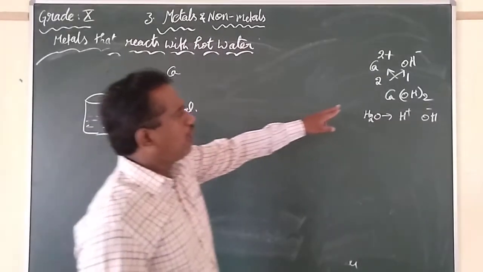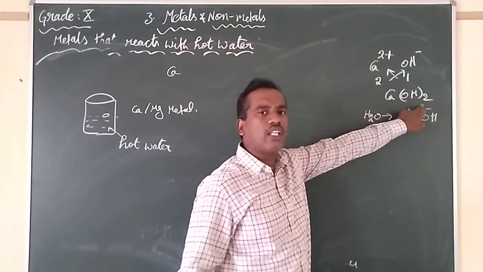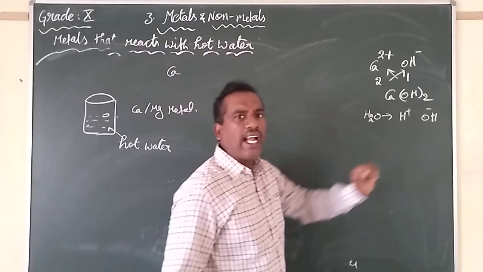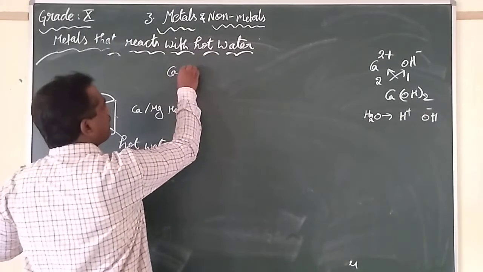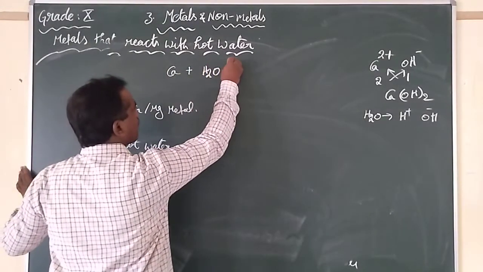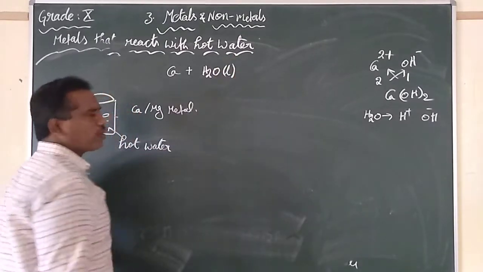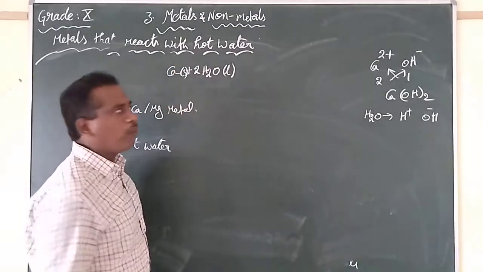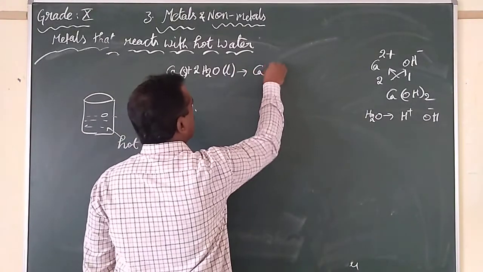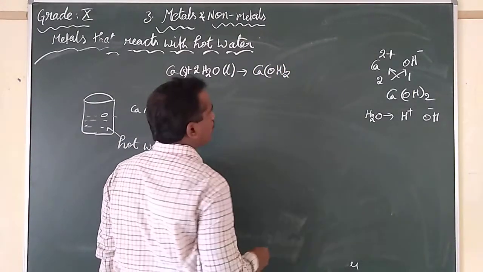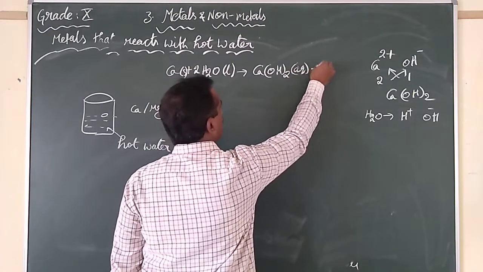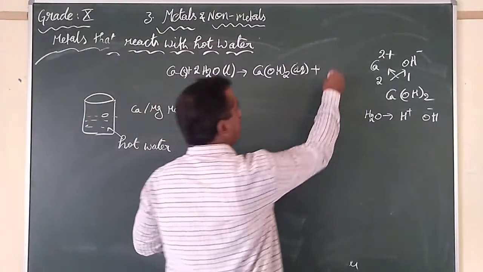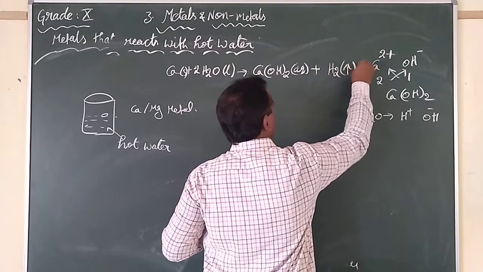Here observe, for one calcium, how many hydroxide ions are needed? 2 hydroxide ions are needed. From water we can get only one hydroxide ion. So when we are reacting the calcium with water, when you are going to balance, this is in the normal liquid state only. But we take 2 moles. In this case, the calcium is going to form calcium hydroxide that is dissolved in water, and it is also going to release hydrogen gas.